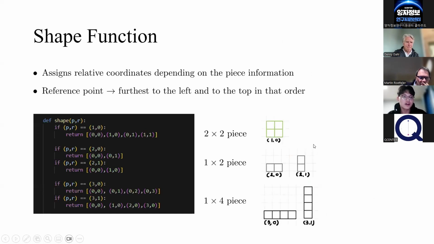And so now we need to account for the piece and rotation information. To do so, we create a shape function that assigns relative coordinates to the pieces, depending on the piece and rotation information. The reference point of the relative coordinates is set as the leftmost, topmost position of the piece. This function will be used when implementing the indicator function. The reason I use relative coordinates is to give more flexibility to the code.